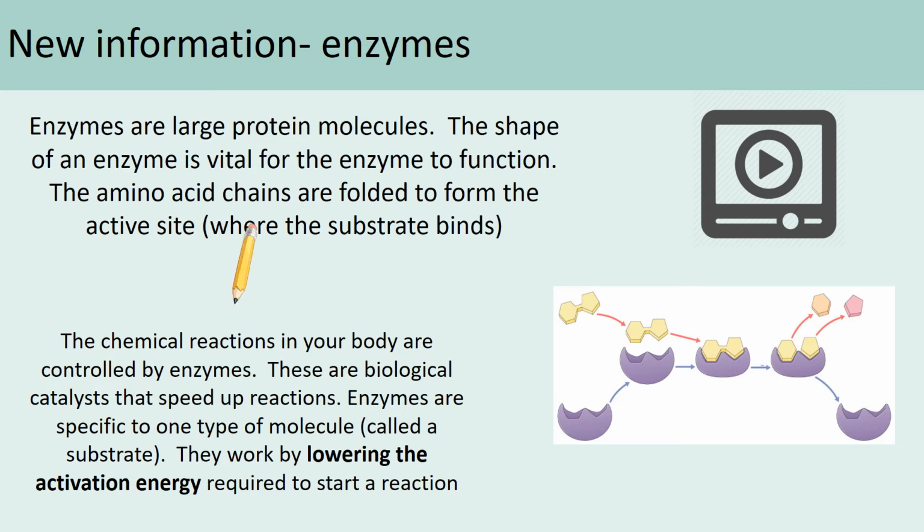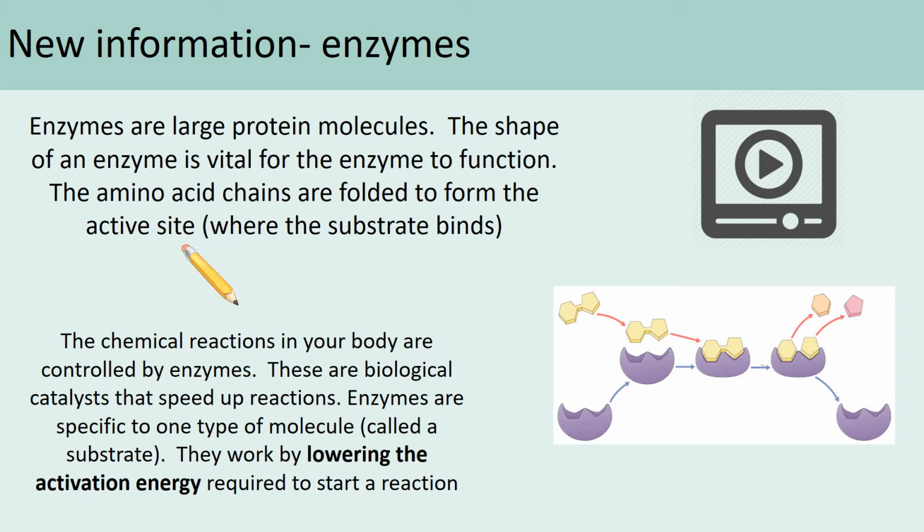Now, as we've already said, chemical reactions in our body are controlled by enzymes, and most of the time they speed up the reactions. And like with catalysts in the chemistry topic, they do that by lowering the activation energy. Hopefully you remember the activation energy is the amount of energy needed to get a reaction going. So reactions will happen in their own time, but most of the time they take a very, very long time. So if we lower the activation energy of a reaction, it means we can get it going a lot quicker.